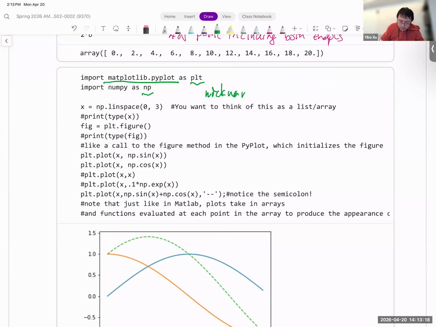Nickname for packages. But now these packages, essentially, they are classes. They're just prescribed classes that you can utilize.